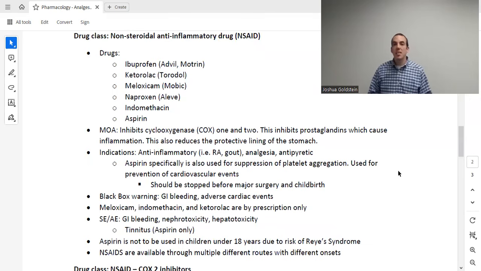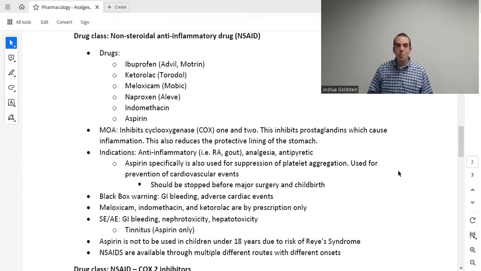Next, we have NSAIDs. NSAIDs are one of the most commonly used, if not the most commonly used class of drugs, especially in the United States. NSAID stands for non-steroidal anti-inflammatory drug, and some textbooks will break it down into multiple subclasses, such as salicylates, oxicams, and so on. We're going to lump them all together. What do we have here? We have ibuprofen, ketorolac, meloxicam, naproxen, indomethacin, aspirin, and there's plenty more.